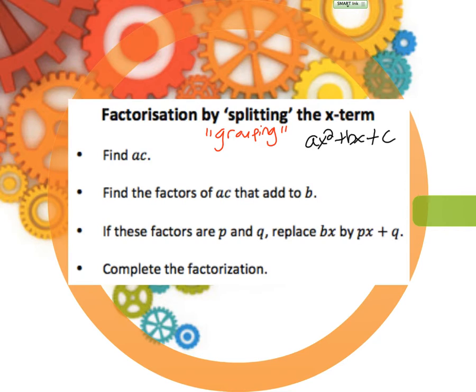So I did that here. 2 times 1 is 2. And then you find the factors of that number that add up to the middle number. So the factors of that product that add up to the middle number. So, excuse me, that's what I did here as well.